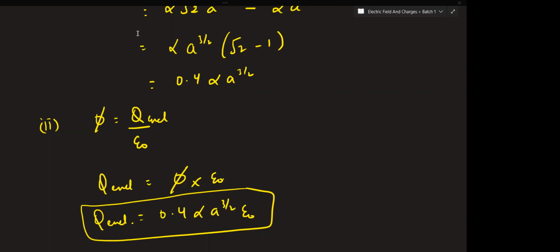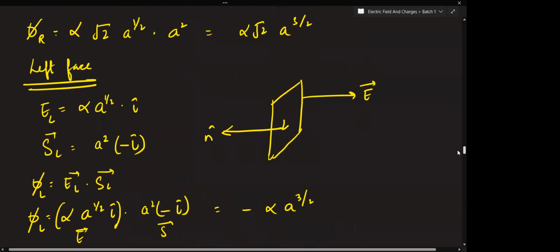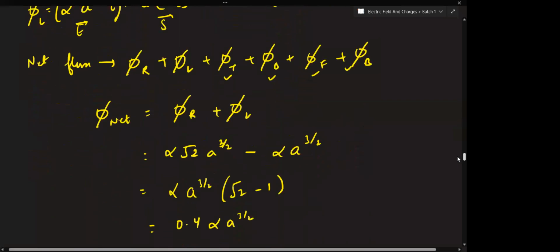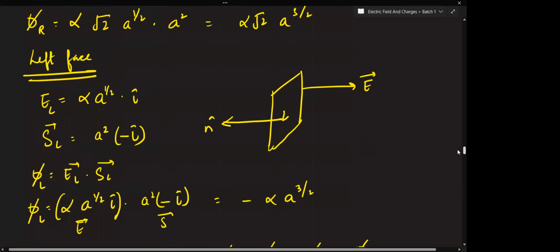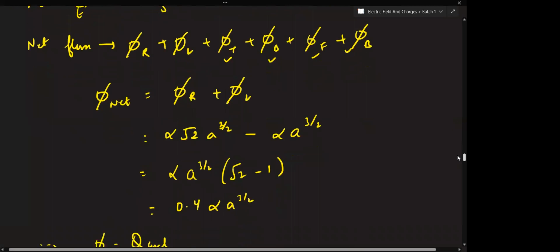Thank you, teacher. Okay. Thank you, teacher. Ma'am, and the second one, flux is equal to Q. Which one? This for the left hand face. Yes, and the second one down. Net flux for the left hand face came out to be minus alpha a to the power 3 by 2. No, ma'am, can you go down? This one? More.